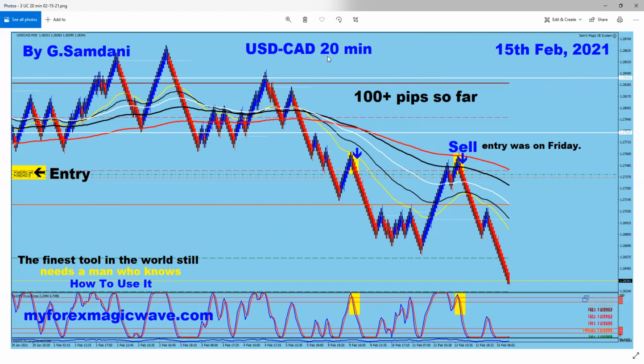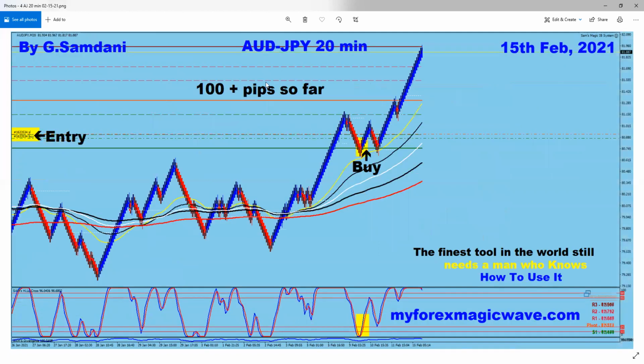So USD CAD 20-minute for more than 100 pip, and this one Aussie yen going to the upside, 100 pip on the 15th. You can see this where it says entry. That's where my buy order is, and then SL to break even. Right, this indicator shows all the way down. The red candle turns to blue, and this goes away.